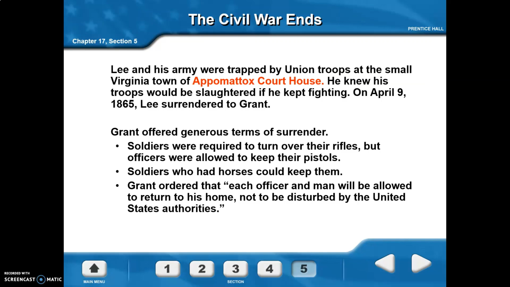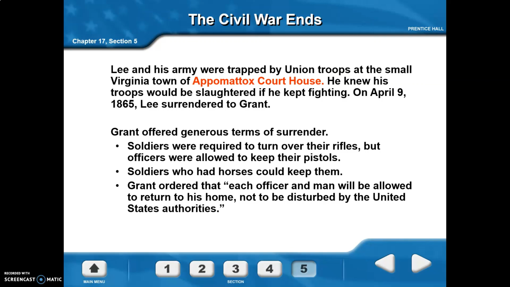All right, so the Civil War ends. Lee and his army were trapped by Union troops at a small town in Virginia called Appomattox Courthouse. And Lee knew his troops were going to be killed no matter what if they kept fighting. So on April 9th, 1865, Lee surrendered to Grant. And Grant was pretty nice with his terms of surrender. He wasn't going to imprison them because Lincoln told him to be generous with his terms of surrender. That's what Lincoln wanted, and that's what Grant wanted.